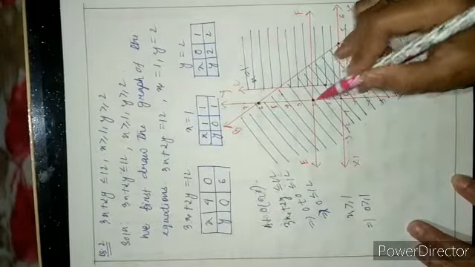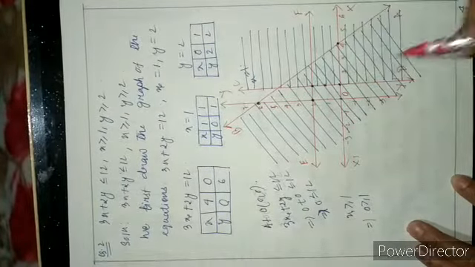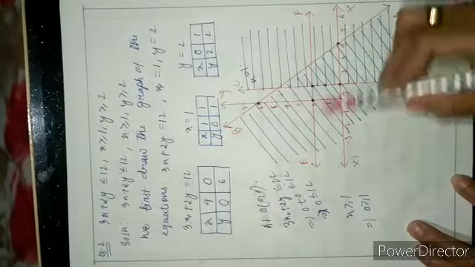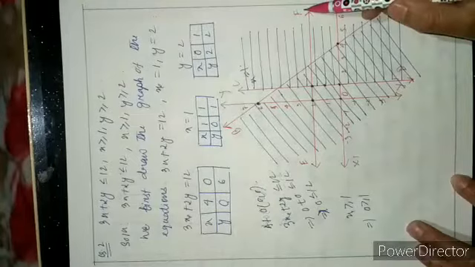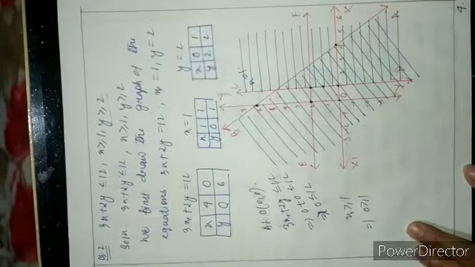y is 2. When x is plus 1, the value of y is also 2. Taking these two points and joining them, we get a solid line EF. It is a solid line because the inequality is a slack inequality.